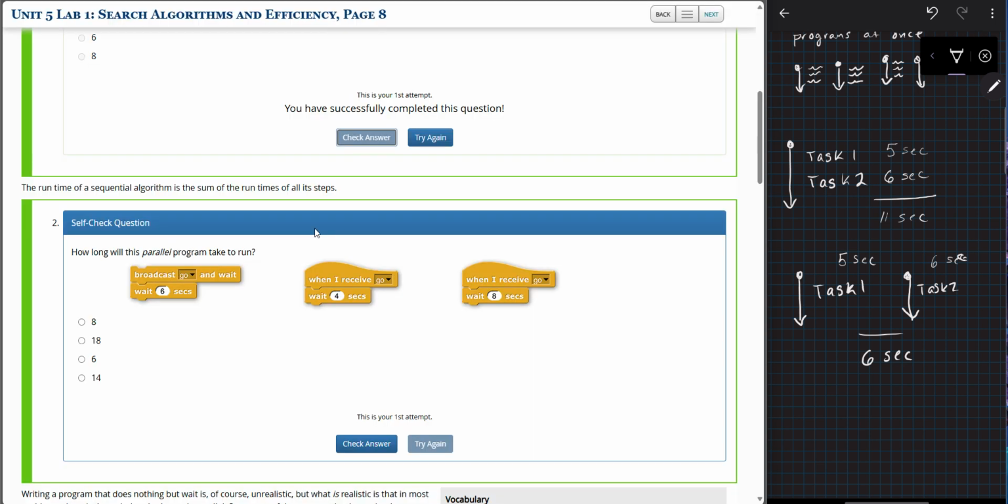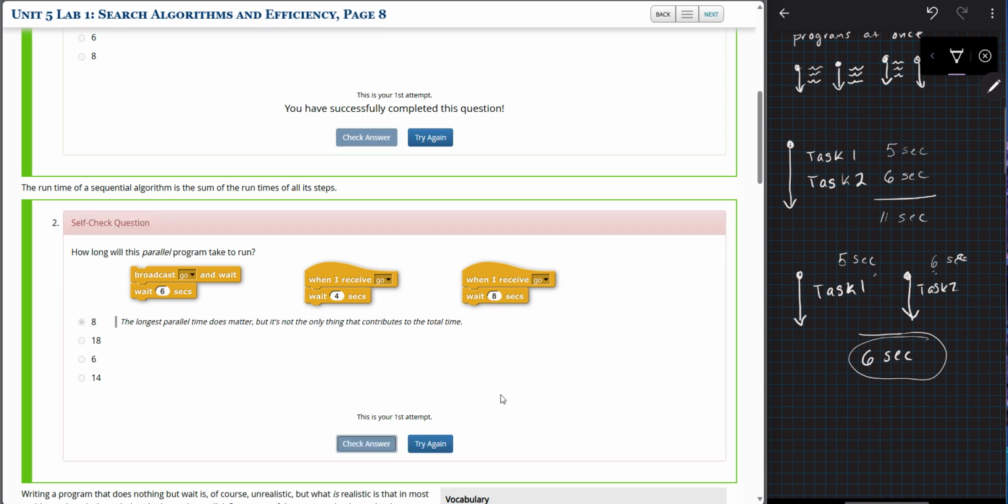So now if you go here, how long will this parallel program take to run? This is something similar to what we did right here. Again, in parallel it took us whichever one was the biggest out of these. So which one is the biggest out of these three? It's 8. Check your answer.